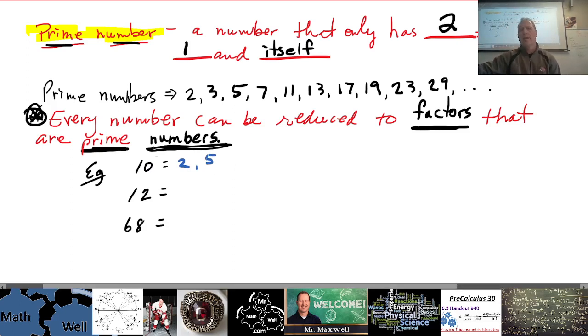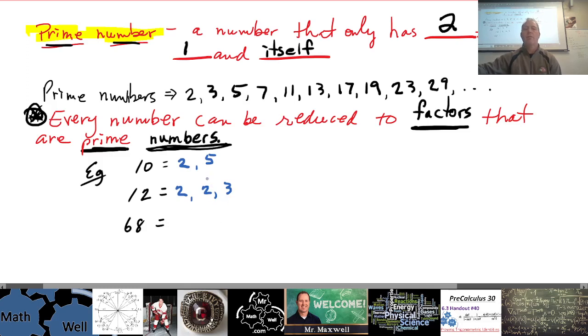What about 12? So 2, right? Okay, so 2 times 6. Now, we wouldn't write down 6, would we? Because that's not prime. But if you think about it, because 6 is not prime, I can split up 6 into 2 and 3. Now I have all primes. So every number can be split into factors of prime numbers. So 2 times 2 times 3 is 12. So there's your list of prime factors. And then any combination of those, right? Yeah, I mean, you can list it in a different order.